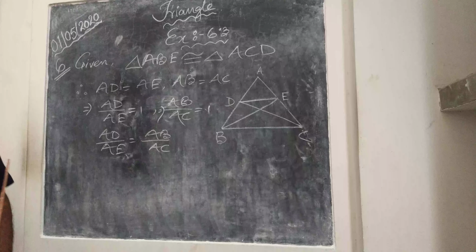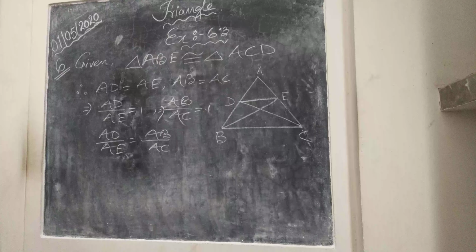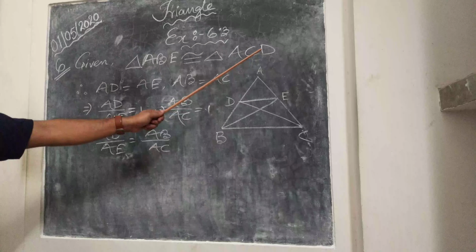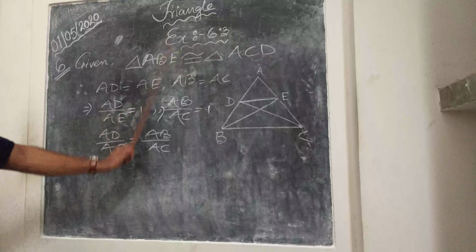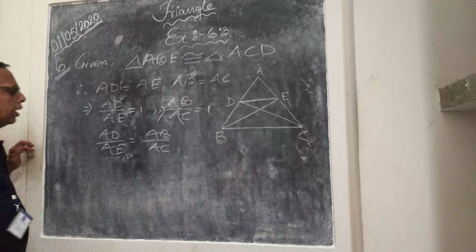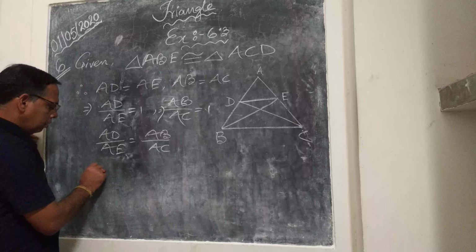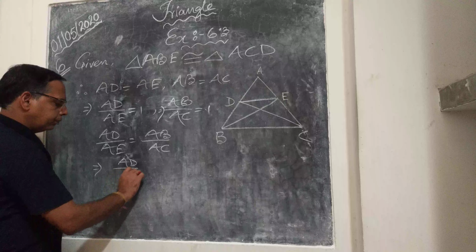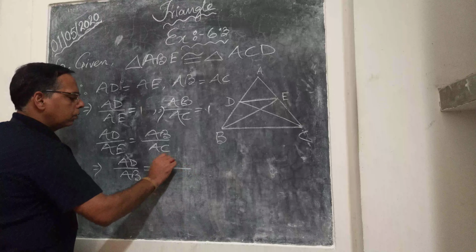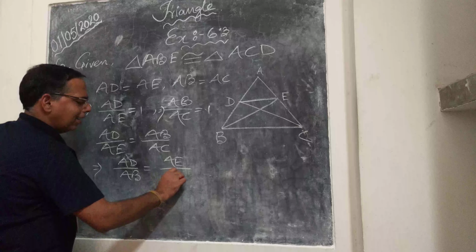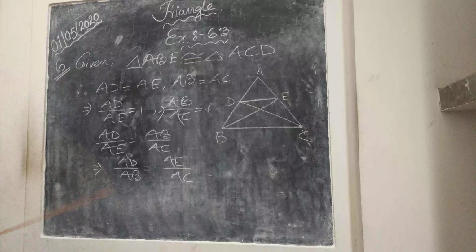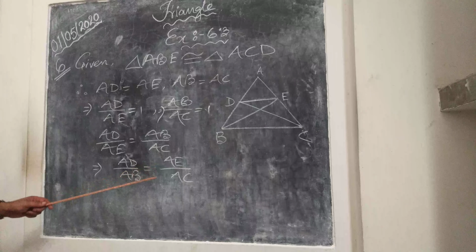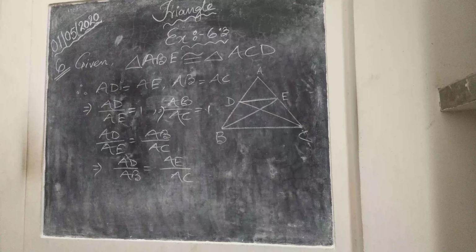Then what you have to prove? You have to prove that triangle ADE is similar to triangle ABC. Then you just rearrange the whole thing. Then you see AD by AB equals AE by AC. Got it? Now we got that the two sides are in equal proportion. Now what is the last condition left?